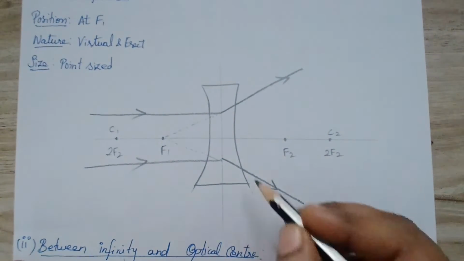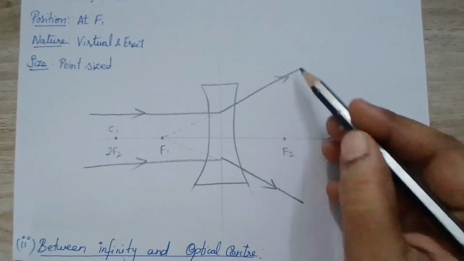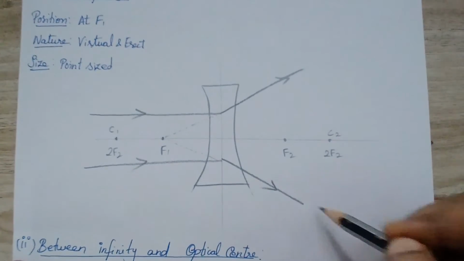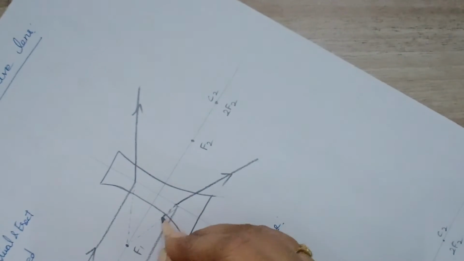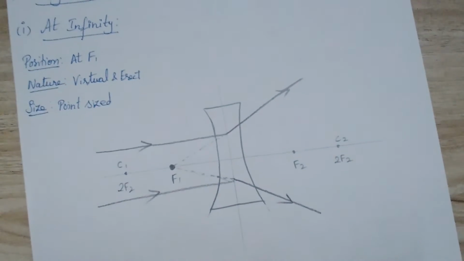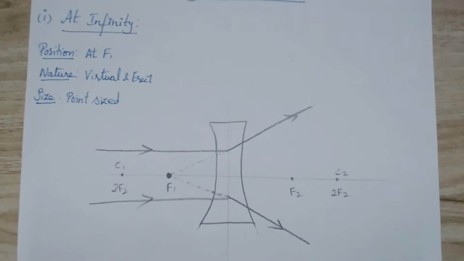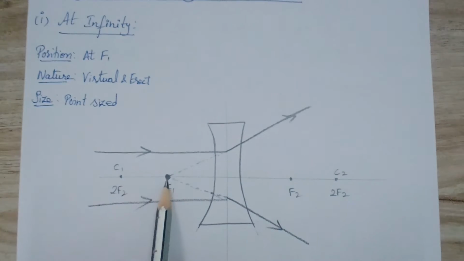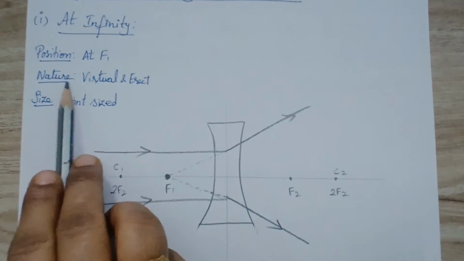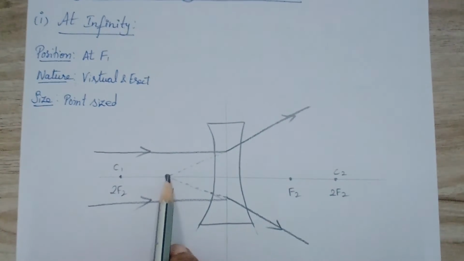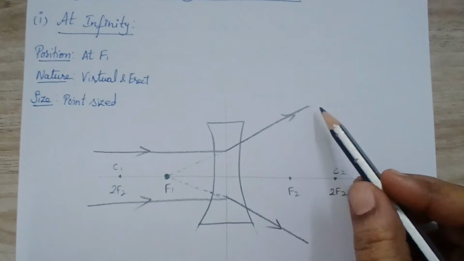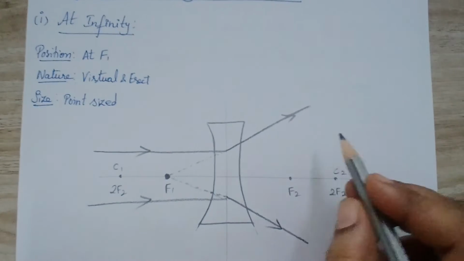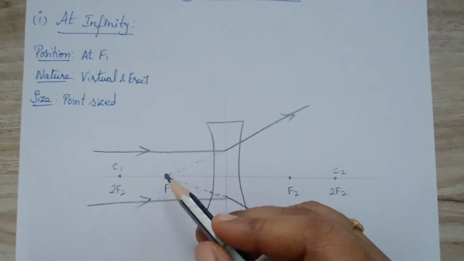Clear? Okay, if you see these refracted rays, they are diverging and will never meet. So it appears to meet at this point. So you will get the image at F1. Clear? So the position of the image is at F1. What is the nature of this? This is virtual and erect, because actually the rays are not converging, and you will not get the image at that point. It actually appears to converge.